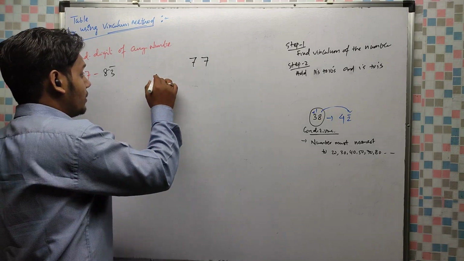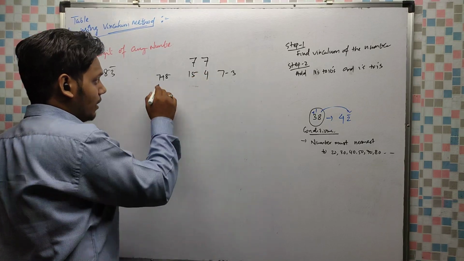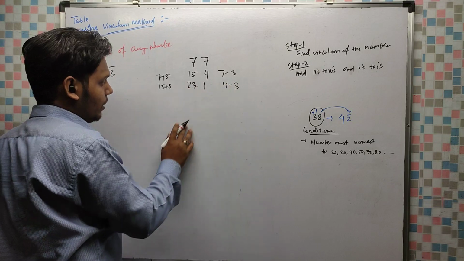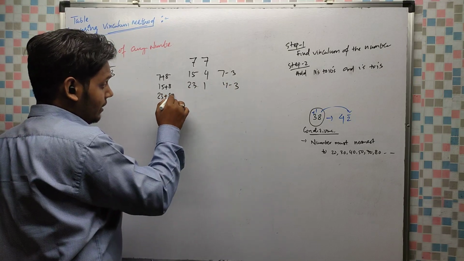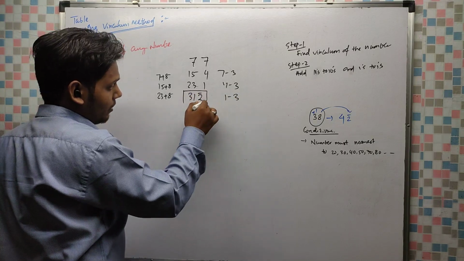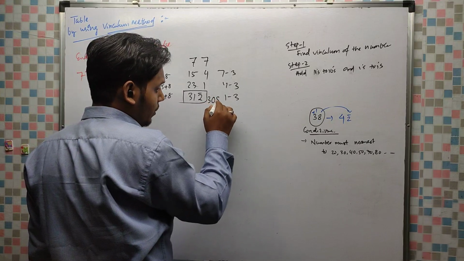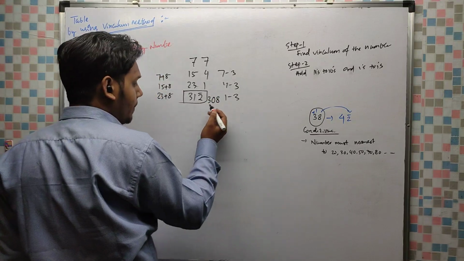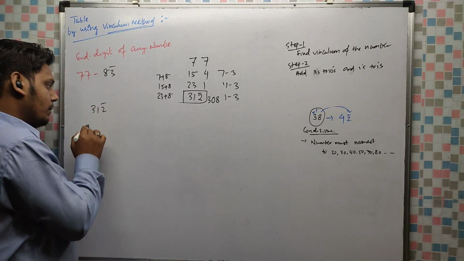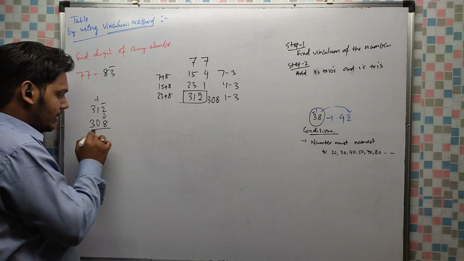Now 7 plus 8 is 15, 7 minus 3 is 4. 15 plus 8 is 23, 4 minus 3 is 1. 23 plus 8 is 31, but 1 minus 3 is 2 bar here. 312 is coming, so it will be converted to 308. Again, devinculation of the number: the 3 will be decreased by 1, and the complement is 8, giving 308.